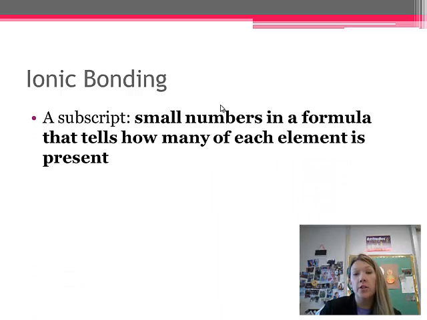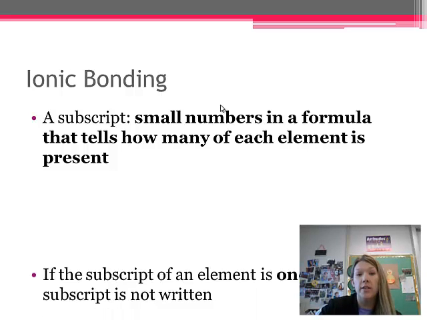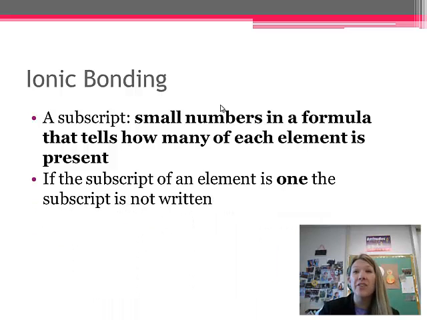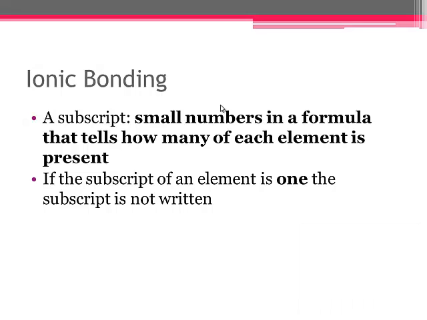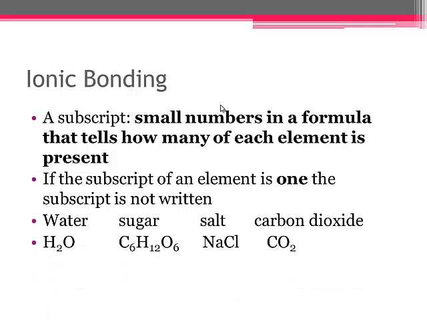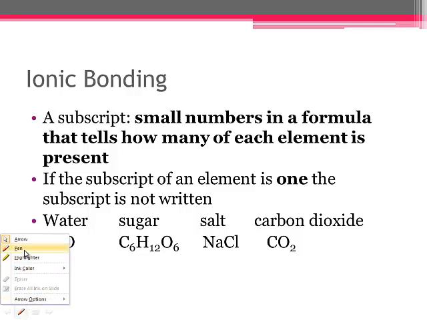And the way that we do that is we actually use subscripts. Subscripts are the small numbers below in a formula that tell you how many of each element is present. If the subscript is not written, like if there's no number afterwards, then that means that it's 1. It's understood that that is 1. So here are some examples for you. As you can see, it tells you exactly how many of each thing there are. So here we know that there are 2 hydrogens and 1 oxygen. And here for sugar, we know that there are 6 carbons, 12 hydrogens, and 6 oxygens.